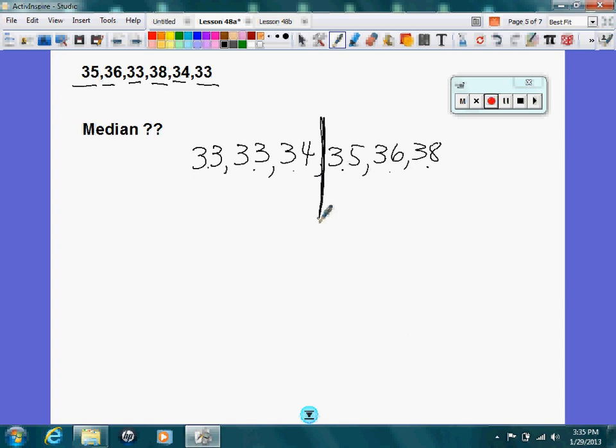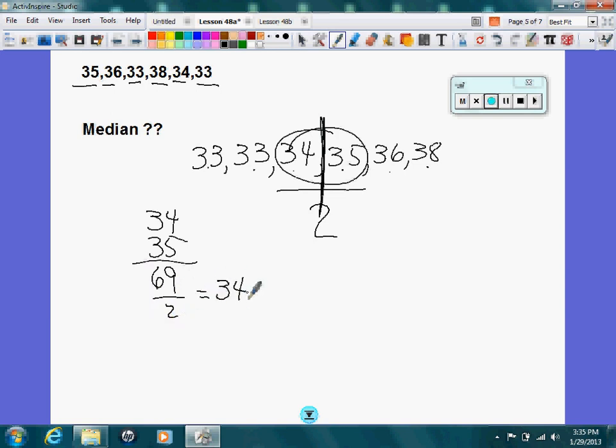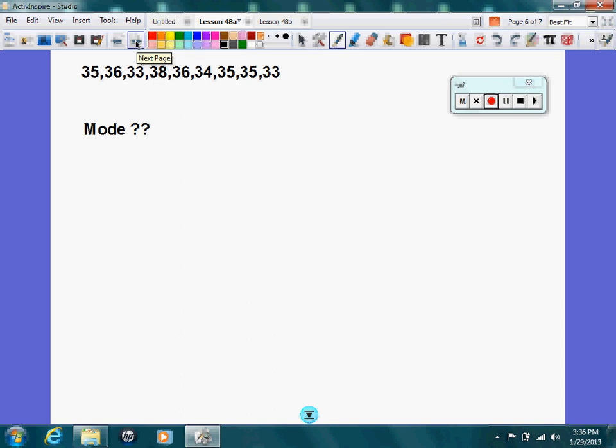So how do we determine the median? If there's an even number of pieces of data, we simply add the two middle numbers together and divide by 2. 34 plus 35 is 69, and when we divide that by 2, we get 34.5. So our median here would be 34.5. It turns out that it's not one of the numbers, but that's okay if you have an even number of pieces of data.